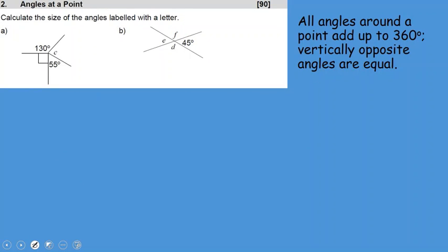So here's our next question. We need to remember that all angles around a point add up to 360 degrees, and the other thing we need to know is that vertically opposite angles are equal. Vertically opposite angles are equal. So have a go at those and pause the tape.